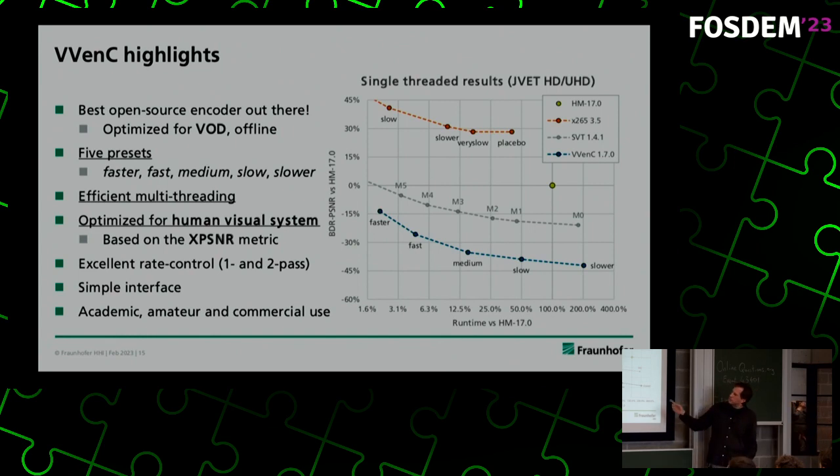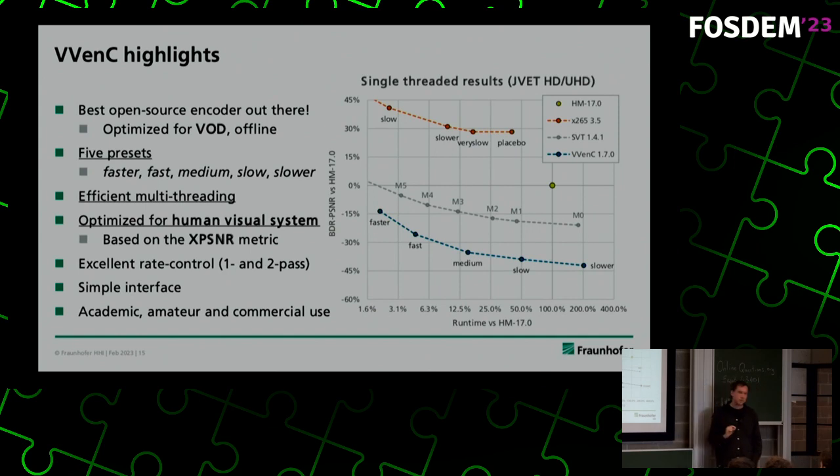And you can see, this is a single-threaded graph. You can see more or less how those presets compare to X265 in orange. We have very efficient multi-threading, at least up to 8 threads or up to 16 threads with some additional options. I'm going to talk about this a little bit in 2 slides. And we have very good optimization for the human visual system based on the XPSNR metric, which I'm also going to mention a little bit later.